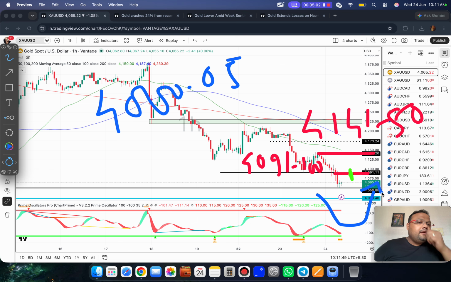During the day, if the market goes up, observe the volume. If you see the market showing resistance, struggling, showing price rejection from above around 4091, 4100, we can look for a sell position. The second selling opportunity is 4141, 4150. So these are the selling opportunities on the chart of gold right now.